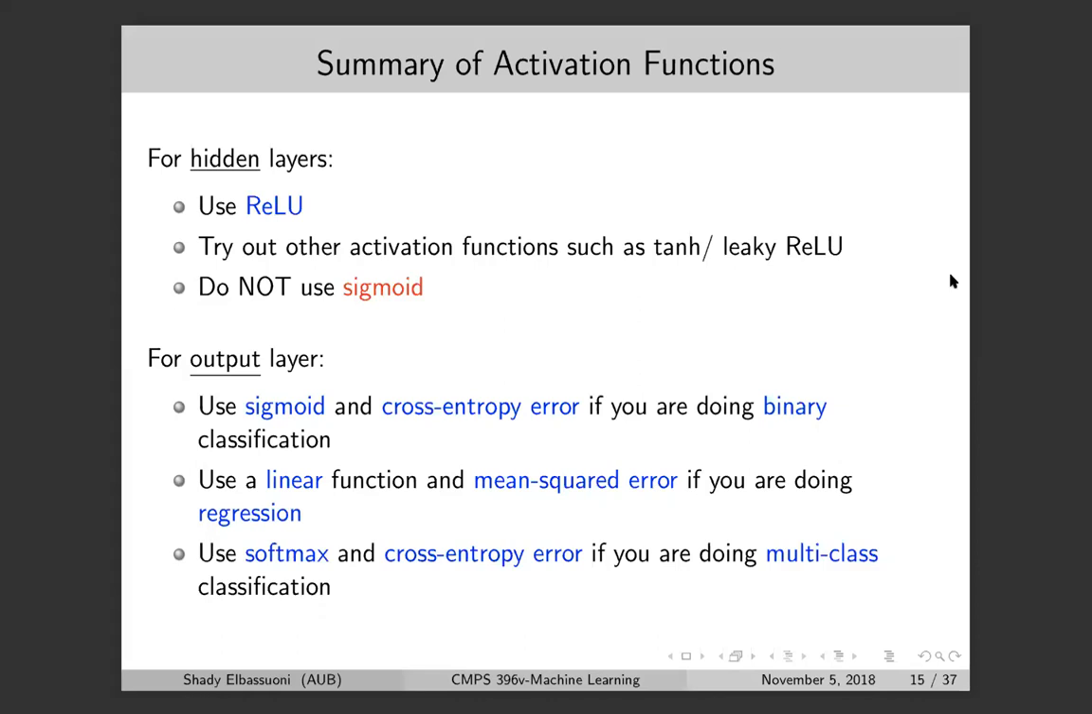You have to specify the type of error so that the neural network gets trained. If you're using regression, then use a linear function, so basically output the signal as is and use mean squared error. And if you're using multi-class classification, you use what is called softmax and cross entropy. We're not going to do one versus one or one versus all in neural networks. Any idea why?